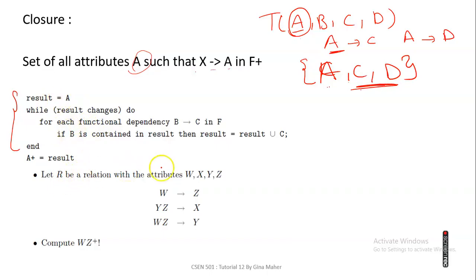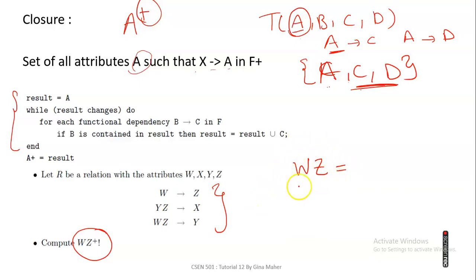algorithm. Now we have a relation with attributes W, X, Y, Z with these functional dependencies, and we want to get the closure of WZ. When we say closure of an attribute, we write it with the plus. So we want to get the closure of WZ. The result will first start with this attribute, which is WZ.